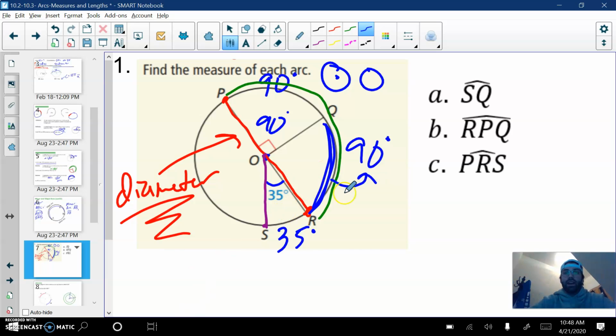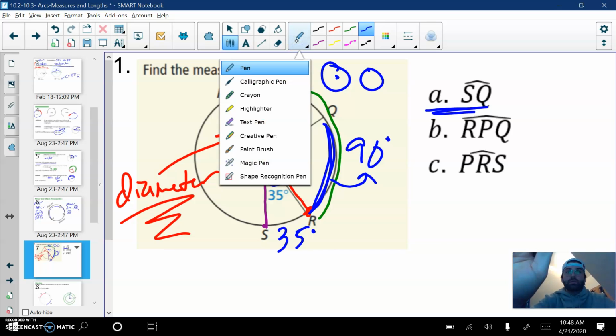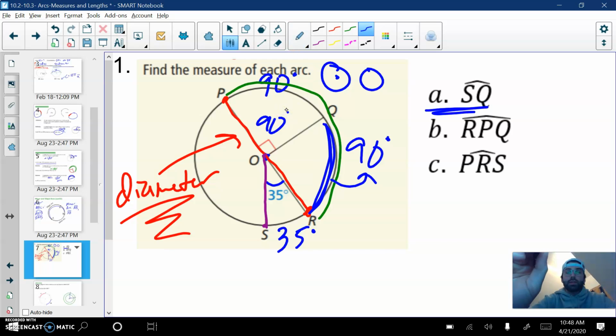So if I want to find SQ, that's letter A says SQ. SQ, I'm going to go from S to Q. Here's my arc, SQ. SQ should equal 90 plus 35, which gives me 125 degrees.